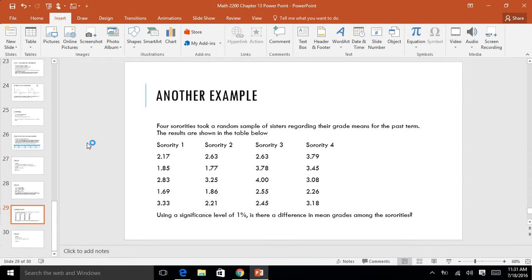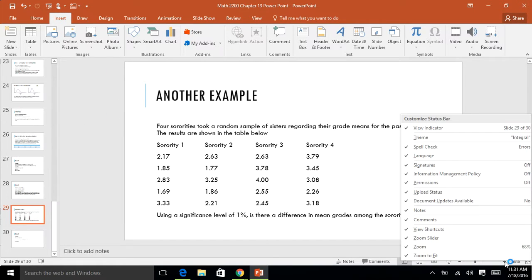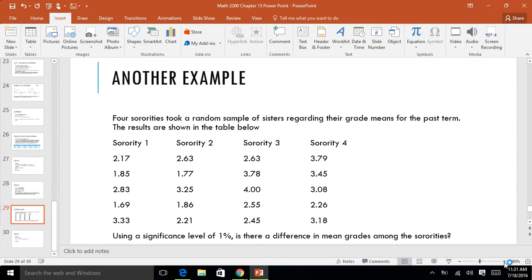Okay, I was going to do one more ANOVA example to help. So here's my question. Let me make it a little bit bigger. Okay, 4 sororities took a random sample of sisters regarding their grade means for the past term. The results are shown in the table below. So here are some means of sorority sisters of their average grades.